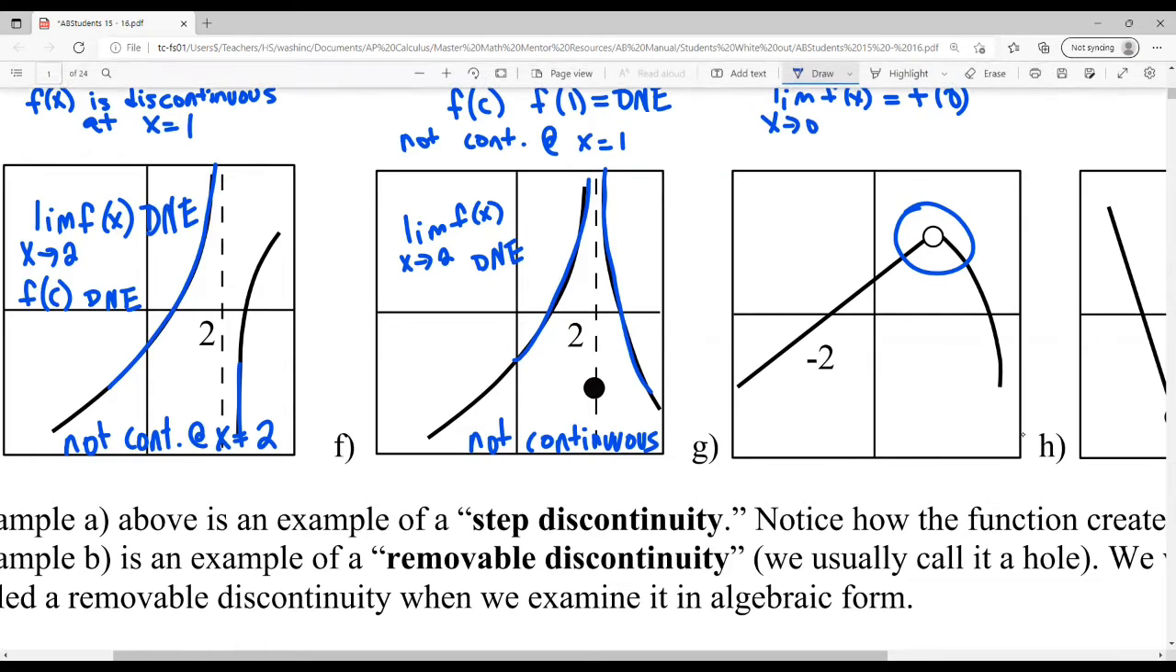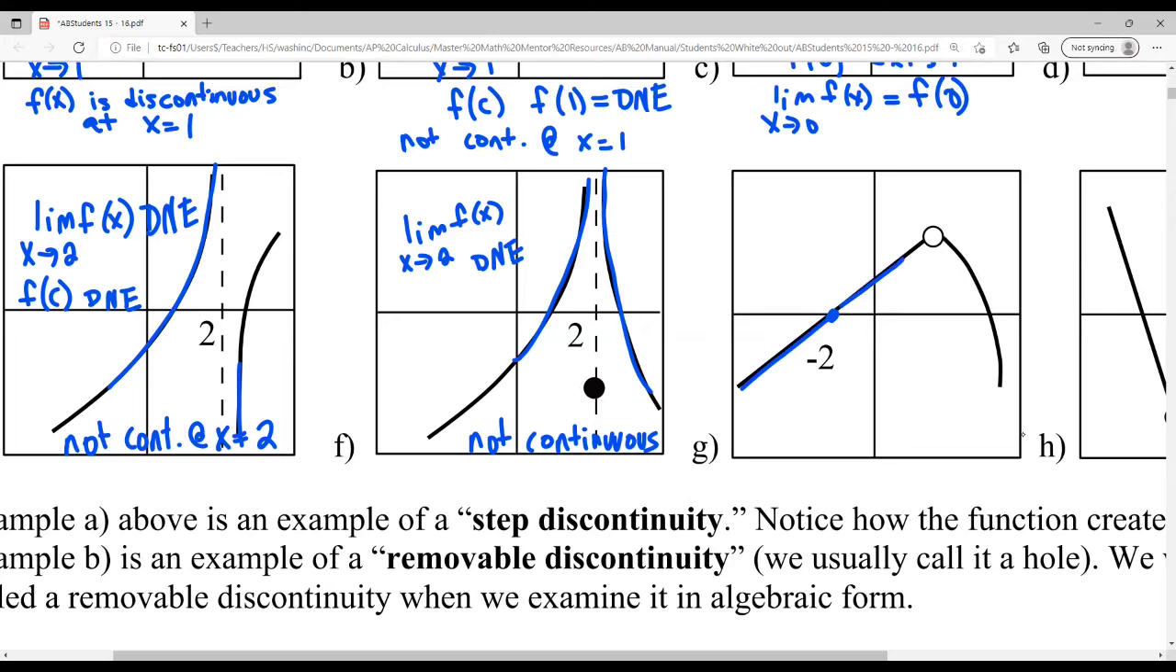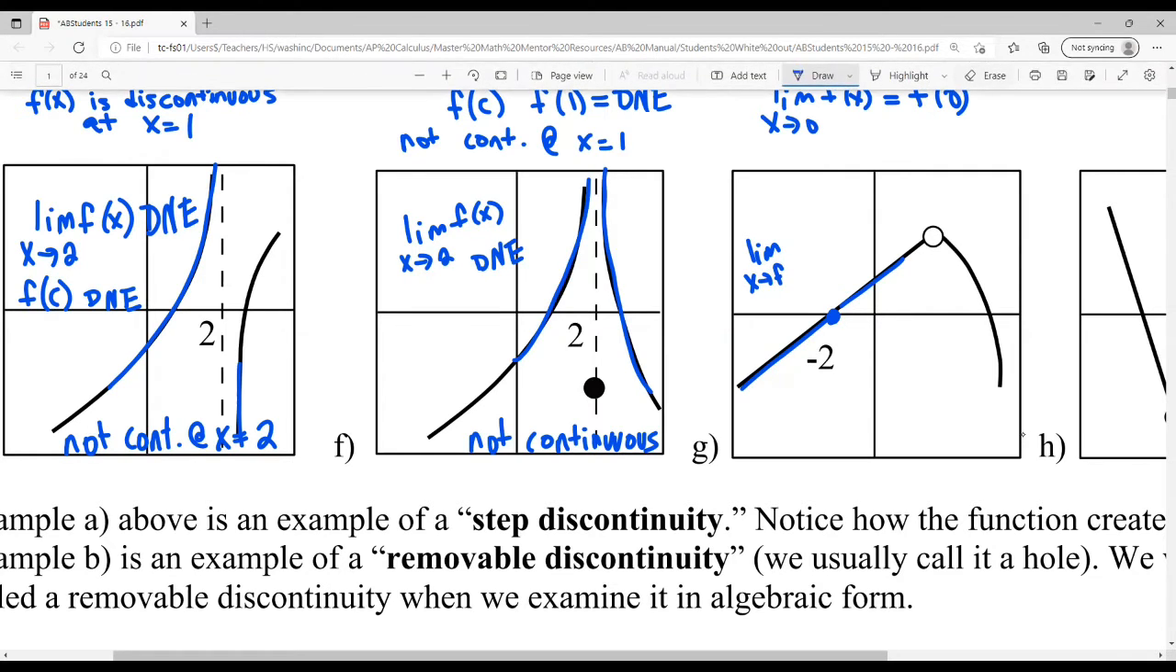All right, if we look at part G, notice that this point right here might be what you're interested in, but in this case, that's actually not what we're interested in. We're interested in x equals -2, so about right there. If we're looking at -2, the left and right-hand sides approach the same value. That function is defined at that point, and the limit as x approaches -2 of f of x is equal to f of -2. Therefore, we can say the function is continuous at x equals -2.